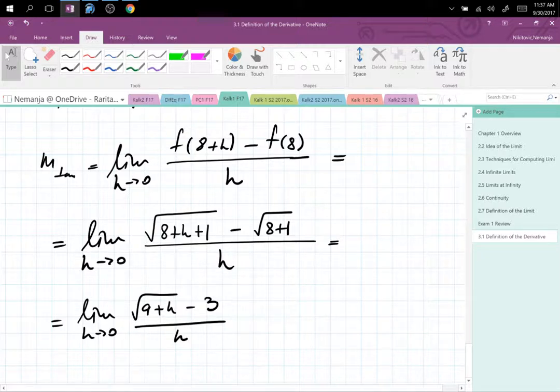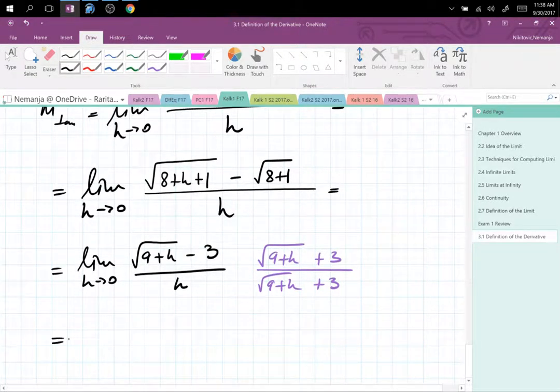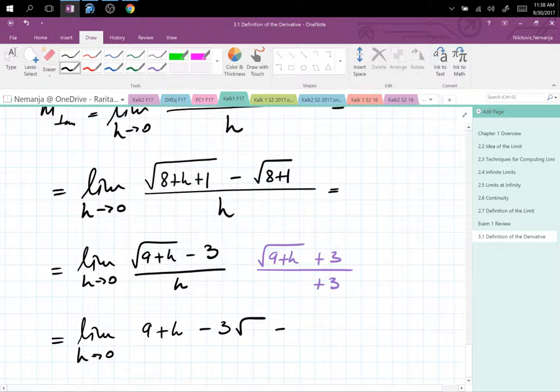How do we deal with square roots and limits? Rationalize, very good. So multiply by square root of 9 plus h plus 3 divided by square root of 9 plus h plus 3. You will distribute in the numerator and not distribute in the denominator, so you can cancel. In the numerator, when you multiply square root of 9 plus h by itself, you just get 9 plus h. Minus 3 square roots plus 3 square roots, they die. And then minus 9. Hopefully you see difference of squares at work. a plus b, a minus b, right? And you know that the middle terms will drop.